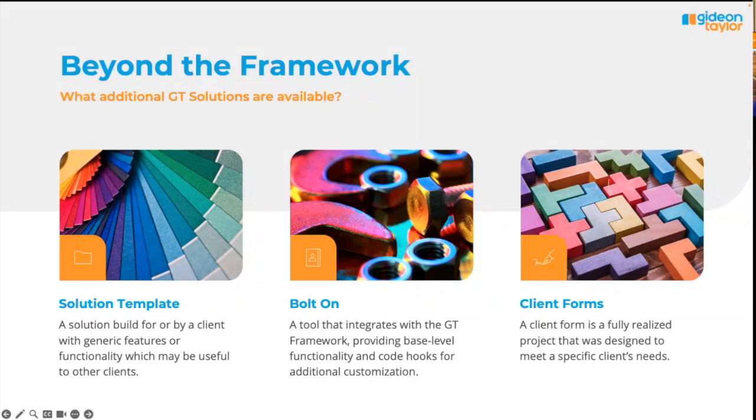A bolt-on is considered an official portion or an integration with the GT framework. It's not delivered with the initial install of the framework, but it is something that can be provided to you in your organization free of charge. It comes with a base level functionality and then code hooks that you can use to extend or customize that beyond that generic base level functionality.